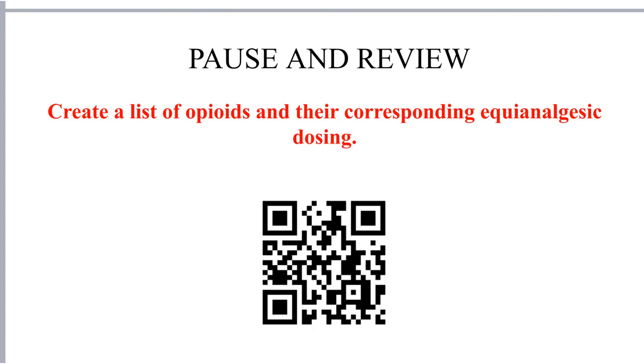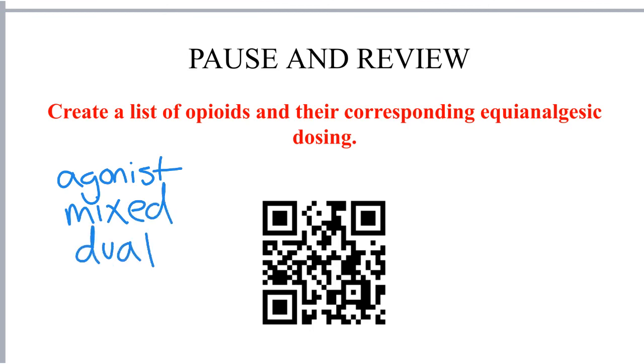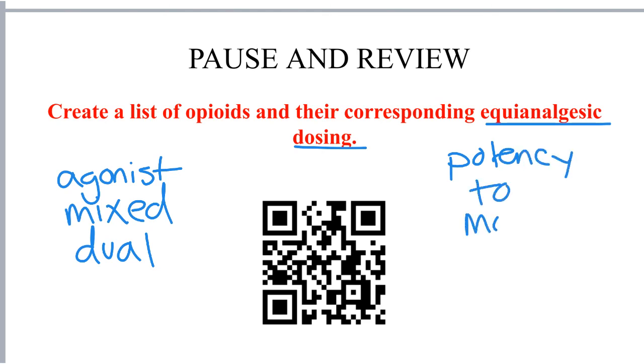Now is a good time to stop and review the opioid drugs that we've covered. One way that you can do this is by creating a list of opioids and specifically the opioid agonist, mixed agonist antagonist, and the dual acting opioids, and describe their corresponding equianalgesic dosing. In other words, how do all of the opioid drugs that we've discussed compare in terms of potency to morphine, the standard opioid? Snap a photo of the QR code on the screen if you need some assistance answering this question.